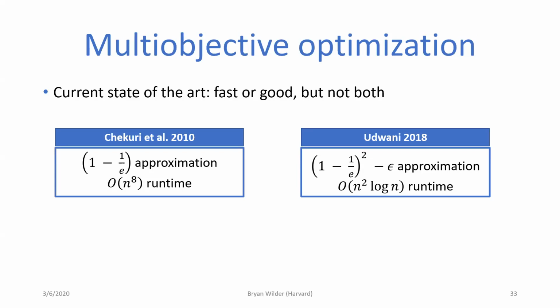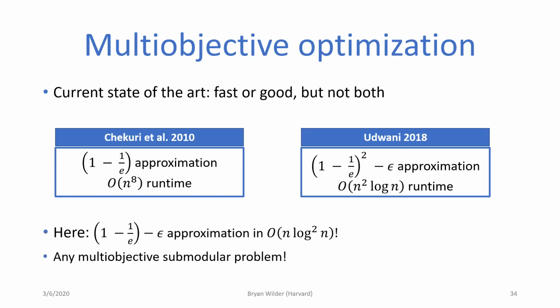So a paper in Europe a couple of years ago by Dwani gave a really practically efficient algorithm, or close to it, that runs in just over quadratic time. But it achieves this kind of weaker approximation ratio, 1 - 1/e², so it's losing something in solution quality. And so here we bridge this gap.